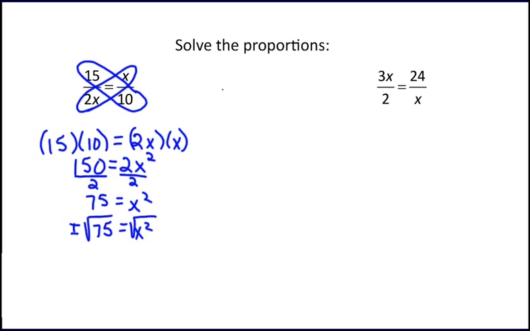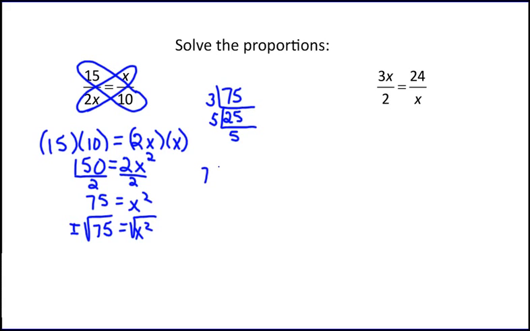75, if I break it down, perhaps we'll be able to look a little bit better. 2 does not go into 75, but 3 does. 3 goes in twice, and then with the 5 gives us 25. Now I can take 5 into that 5 times.